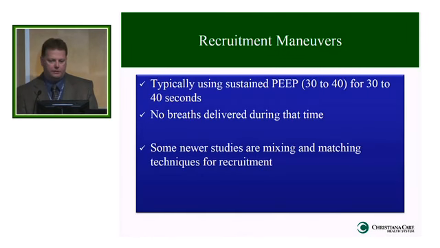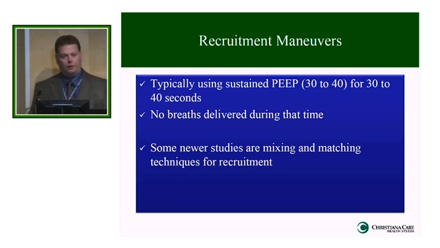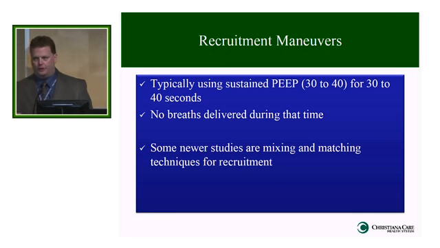The next one I have on the list is recruitment maneuvers, which I've already made reference to, and I'm going to cover a little more in depth now. Typically you would hear people, for a while it was 30 for 30, and what they meant was a peak airway pressure or a CPAP or whatever you wanted to call it, but a sustained pressure with no other breaths of 30 for 30 seconds. And then they started pushing the envelope and saying 40 for 40. So a standard value would be 30 to 40 of pressure for 30 to 40 seconds of CPAP, where certainly you want the patient to be able to breathe if they are awake and want to breathe.